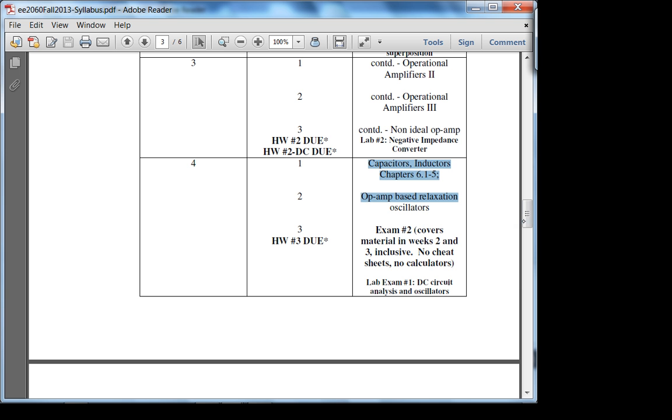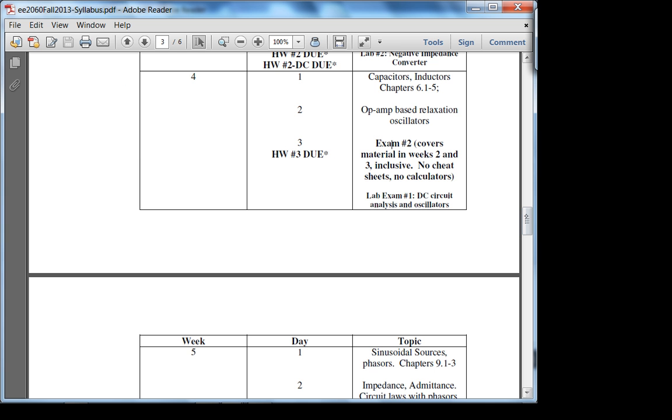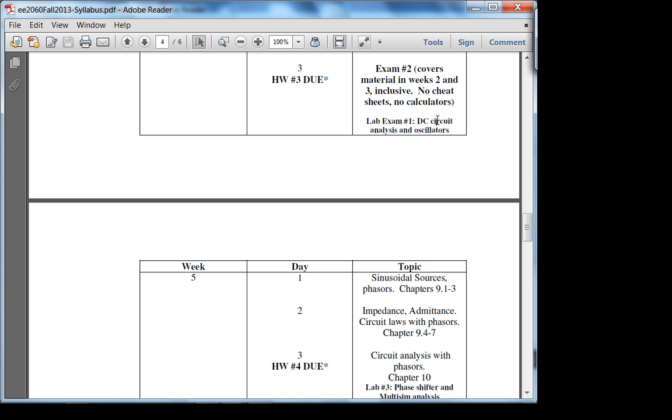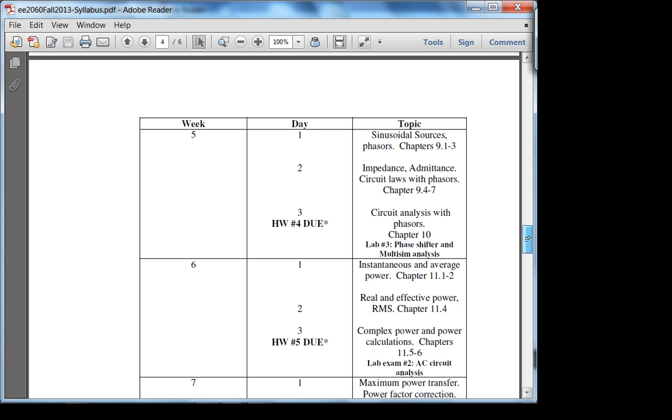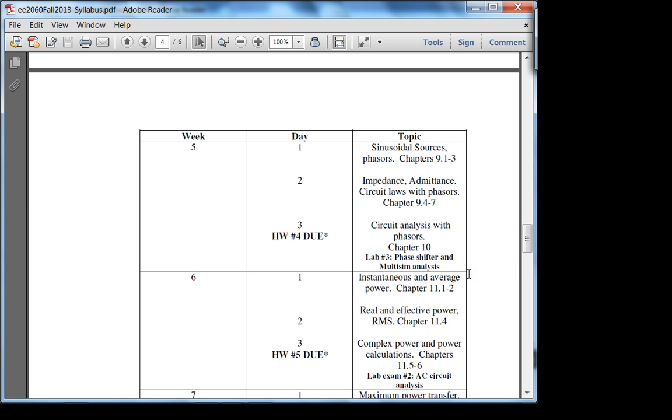After we do this, you have an exam. We'll talk about it when you get closer to it. It will cover DC circuits, right? So it's another opportunity for you to get it straightened out. The lab exam is also in week four. And then it's just phasor analysis.